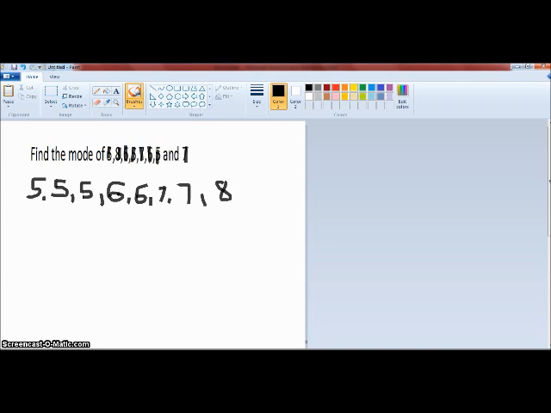Now, mode simply means which number occurs more times than the other ones. So if I look at 5, how many 5s are there? 1, 2, 3. So there are 3 5s. How many 6s? 1, 2. There are only 2 of them. Again, 7s are also 2. Then 8, there's only 1. So you can see from this that 5 is more frequent than all the other numbers. And so what this means is 5 is the mode, and that is the answer.